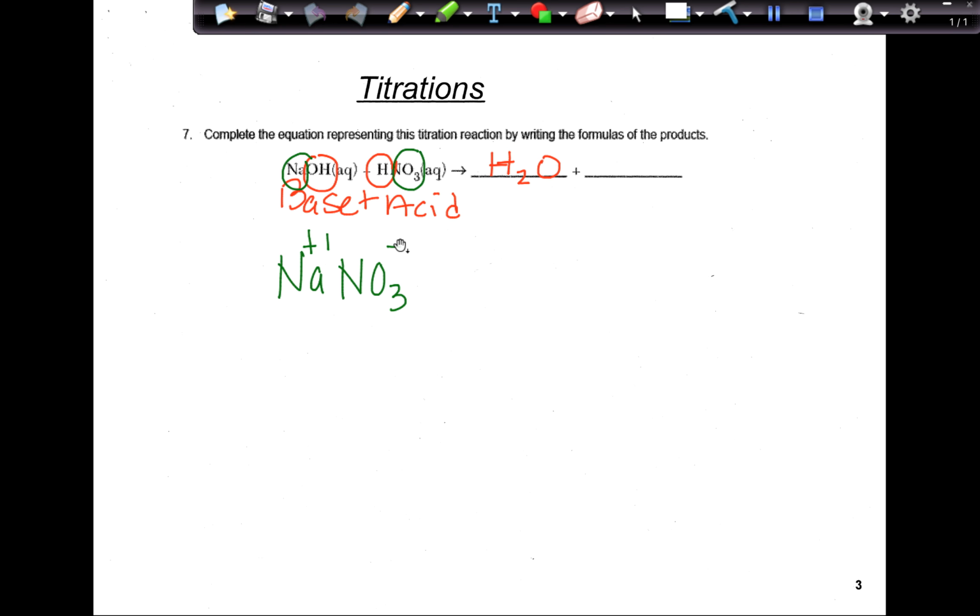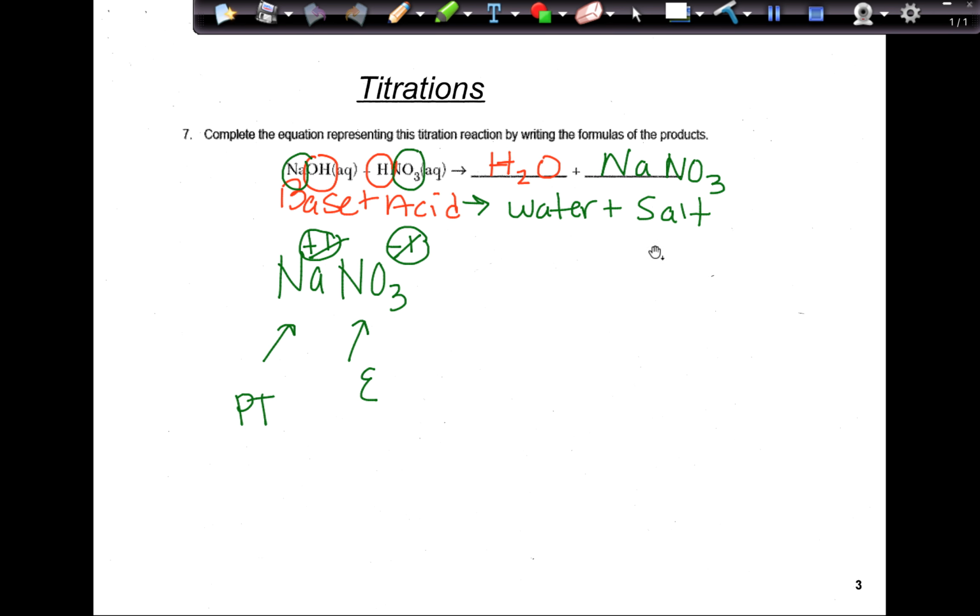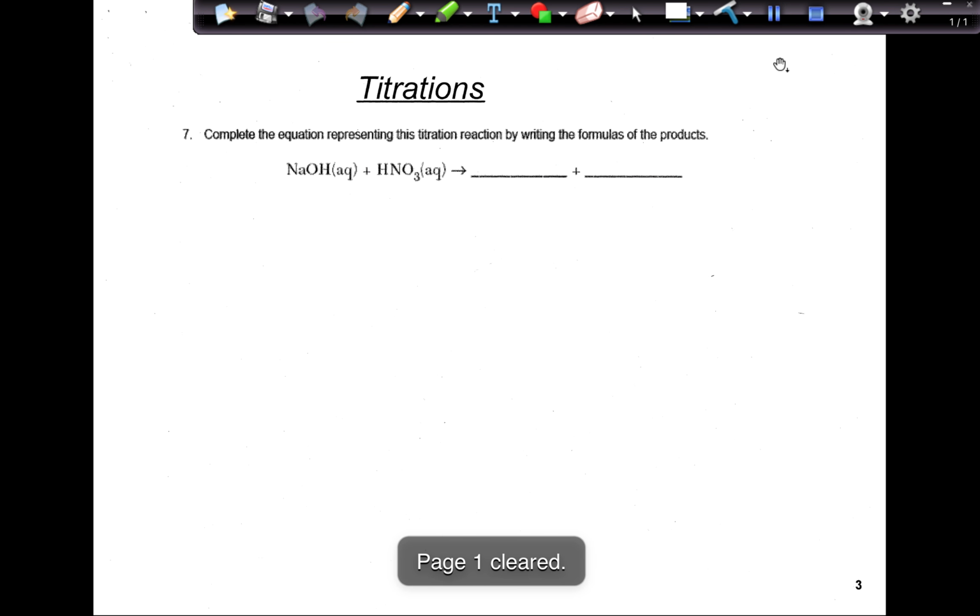We're going to look up oxidation numbers on Table E for the polyatomic, on the periodic table for the metal or nonmetal. This is where you'd find those. We notice that they're the same number with equal and opposite signs, so they cancel out. So the formula for the salt is NaNO3. Remember, anytime you add a base and acid, you always get water plus a salt for your products. And remember that a salt is any ionic compound that's not an acid and not a base.